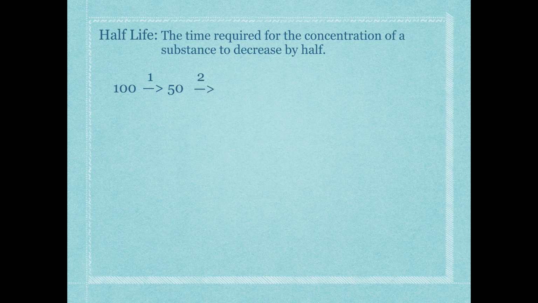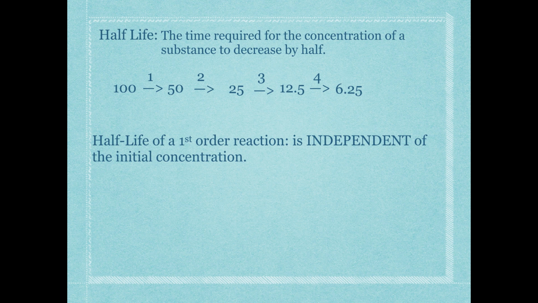After 2 half-lives, I have 25% of my original substance. After 3 half-lives, I have 12.5%, and after 4, I have 6.25%, and that would continue on and on. Keep in mind, this is never going to hit 0. It's just going to get smaller and smaller. So why do we care about that? Well, one key characteristic of a first-order reaction is that its half-life is independent of the initial concentration, meaning as the concentration decreases for second order or third order reactions, your half-life is going to change based on how much you start with.